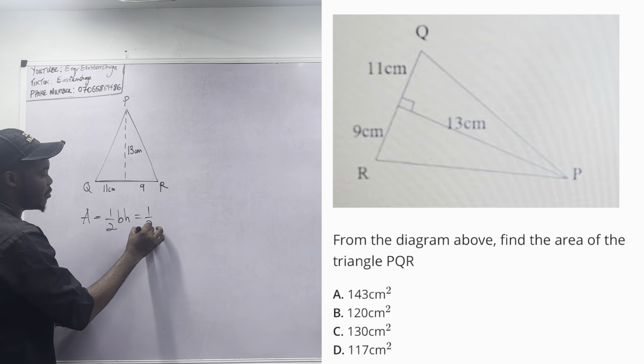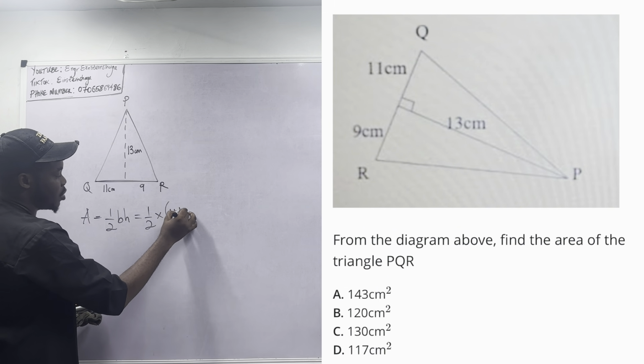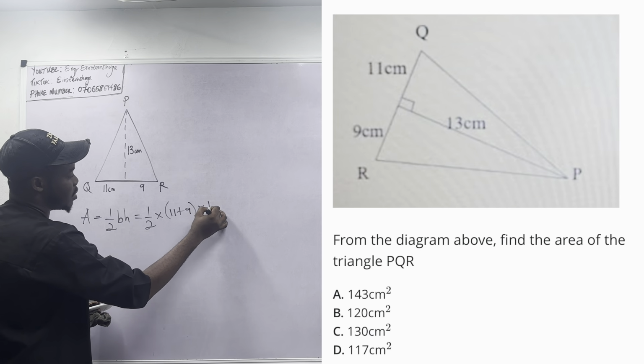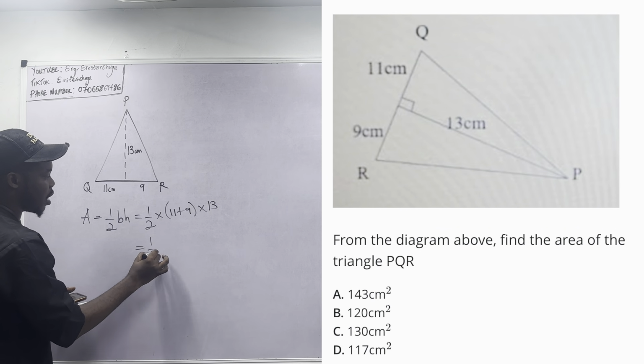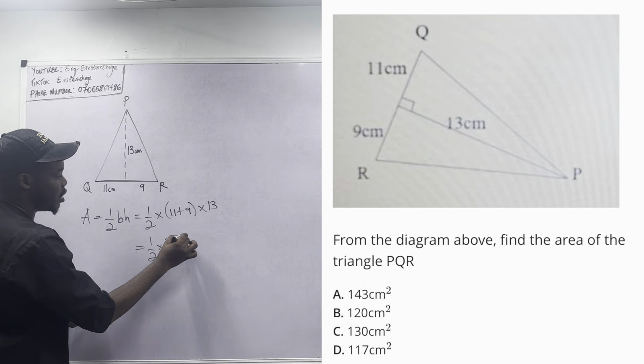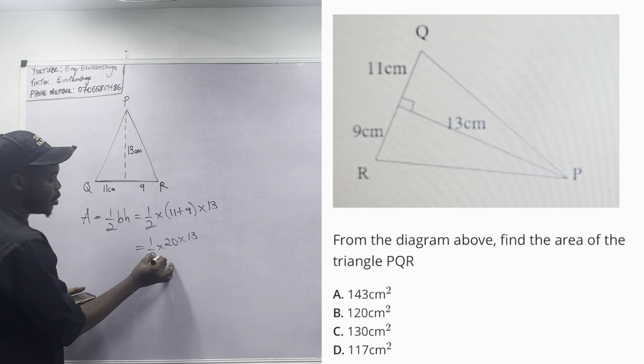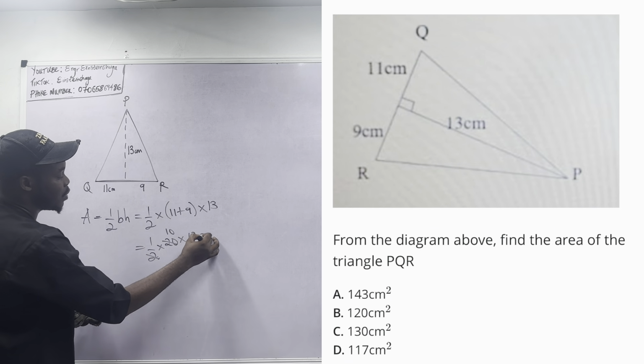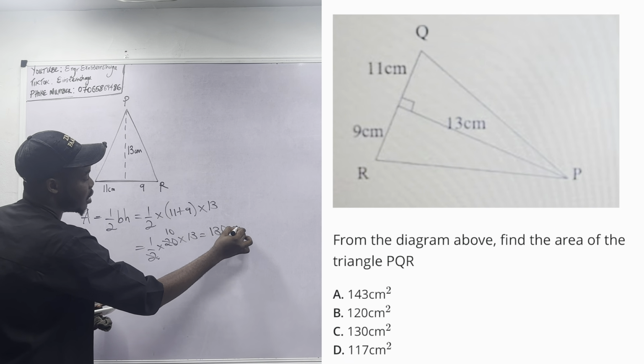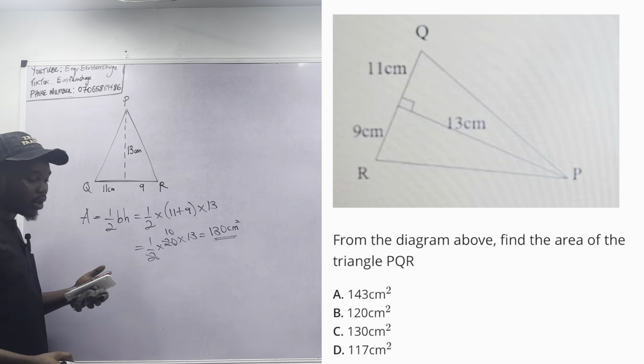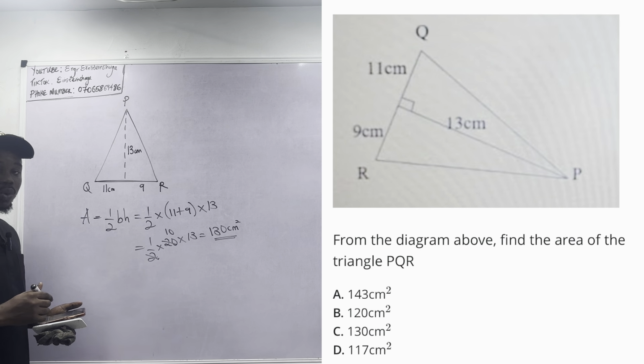So we can say half times (11 plus 9) times 13. This becomes half times 20 times 13. 2 into 20 gives you 10, and what's the answer? 130 centimeters squared. And that's the answer for this question.